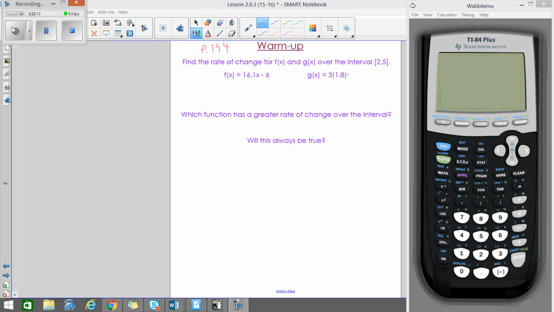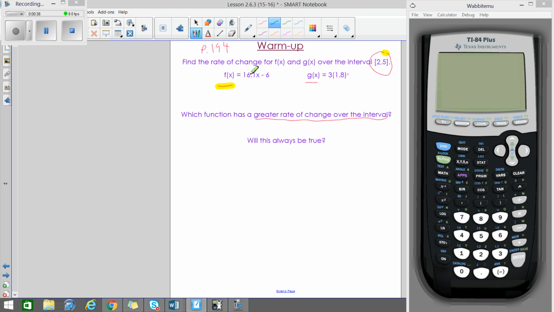I want you to find the rate of change for f of x and g of x. Then tell me which function has a greater rate of change over the interval, and I want both of their intervals to be 2 to 5. So pause the video and turn it back on once you have your answer. All right, so here we go.